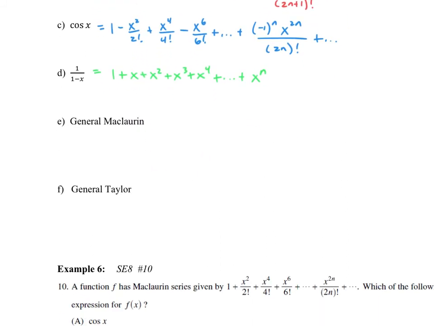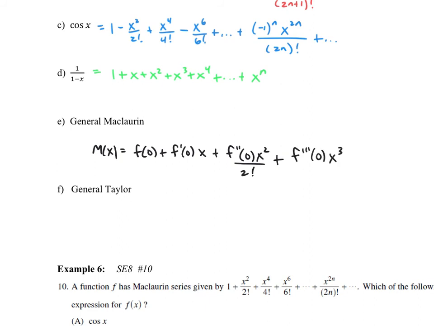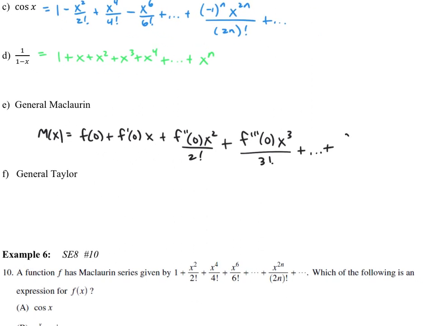The general Maclaurin is centered at 0, of course. And so we have f of 0 plus f prime of 0 times x plus f double prime of 0 times x squared divided by 2 factorial plus f triple prime of 0 times x cubed over 3 factorial, and so on. Our general term would be the nth derivative at 0, x to the n over n factorial.